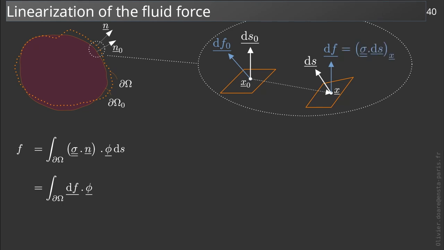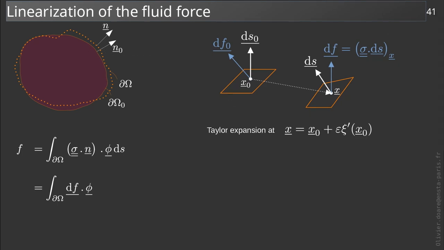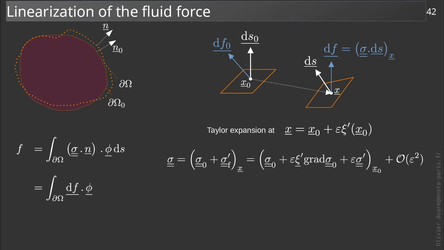df is equal to sigma scalar n. In this notation, the subscript x indicates that df is evaluated in x. The linearization then consists in performing a Taylor expansion of the two quantities of this product in x with respect to the reference position x0. The stress tensor reveals a term of order 0 and two terms of order 1. The first one is the first term of the Taylor expansion of sigma naught. The second one is the fluctuation of the stress at x0. The Taylor expansion of the stress fluctuation gives the term of order 2, which is neglected.